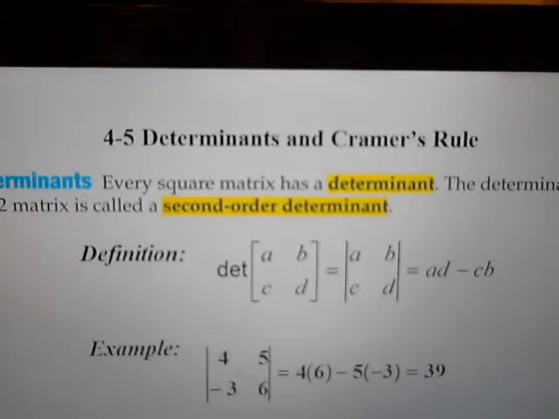So here's your example. If you had a 2 by 2 that has 4, 5, negative 3, 6 in it, then you would do 4 times 6 minus 5 times negative 3. That's going to result in 39. So then you've got these two other examples. The resulting determinant there is 22, and the resulting determinant for this other little determinant is negative 73, and you can check that later.